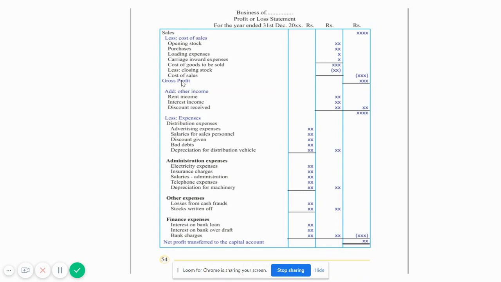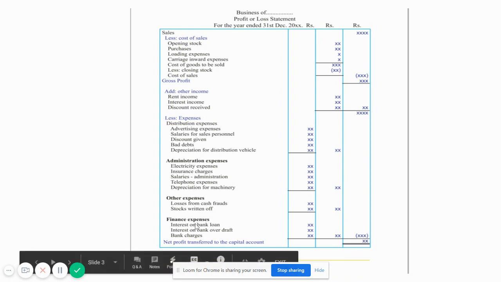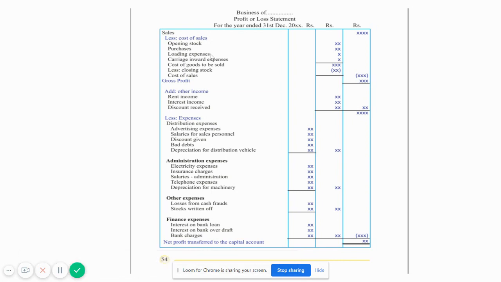the gross profit. So as I mentioned earlier, the profit or loss statement will be prepared in 2 steps. First one is up to the gross profit, and the second part will be from here to here, the calculation of net profit. So when we are preparing the profit or loss statement, the calculation of gross profit we'll be doing like this.